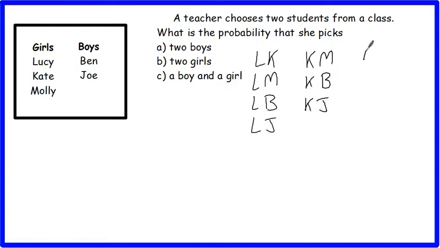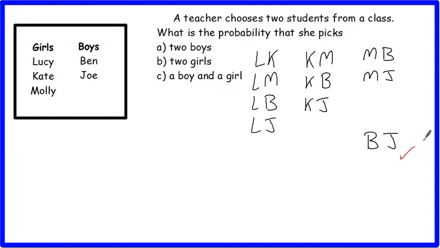Then I'll do the same for Molly. Molly could then go with Ben or Joe, because I've already got Molly with Kate and Lucy somewhere else. Then I have Ben, and Ben can go with Joe, because Ben can go with 4 people, 1, 2, 3, 4, and I've got him there 4 times already. So there are all my answers.